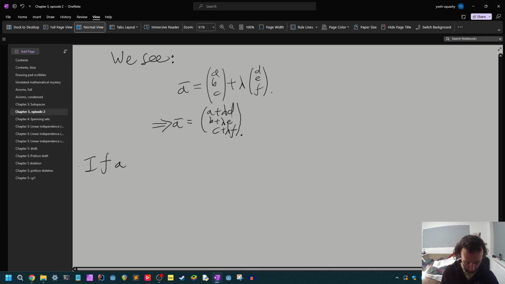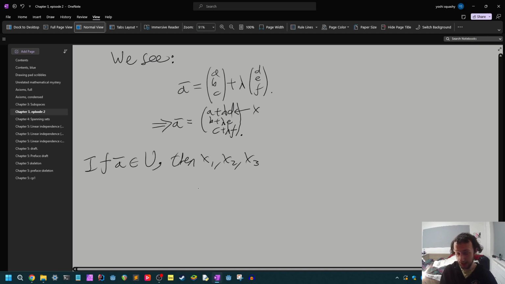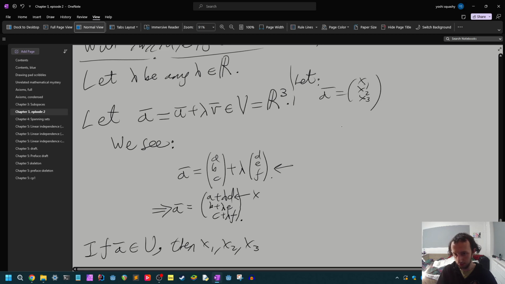If A belongs to U, then x1, x2, x3. Maybe I'll draw it here. There are a number of ways you could do this. Maybe you could say let A equal (x1, x2, x3) equal this thing. So instead you could say A equals (x1, x2, x3), and maybe you'd need to put the word "let A equal" up here. It's just how you want to lay it out clearly. I'm just trying to get a quick solution, so you see what a solution will look like, not necessarily a perfect solution, but so you get the idea of how you go about solving this.